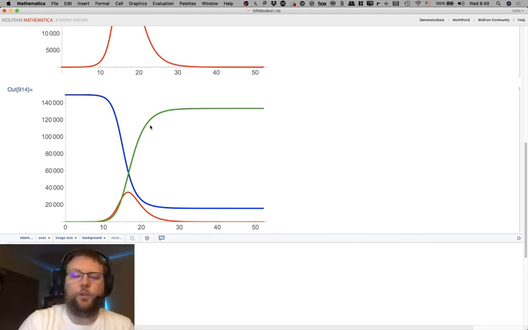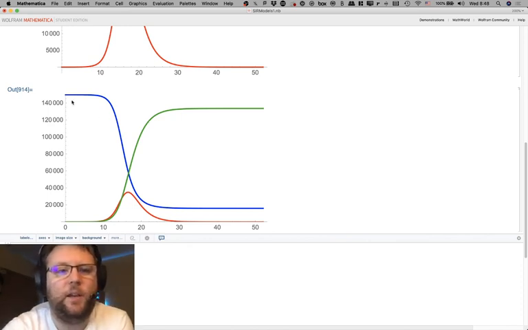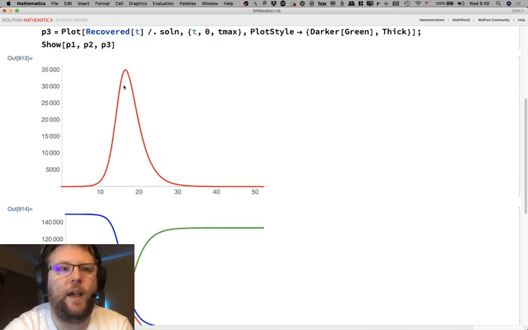Now let's remember the initial population is 150,000. The initial infected is one person. The peak number of infections occurs, in this model, at maybe 16, 17 weeks, with the peak being the number of simultaneously infected people at 35,000, okay? Which is over 20% of the population having the disease at the same time.